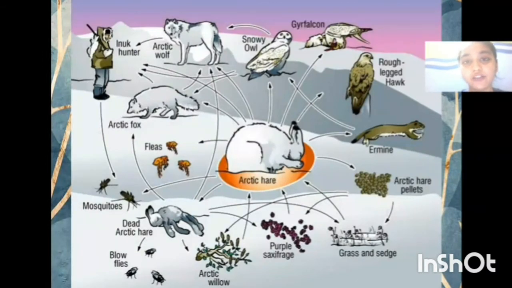Here, we can see the food web. So, the Arctic willow and the purple saxifrage and the grass and sedges, Arctic hair pellets. All these things are eaten by the primary consumers, which are Arctic hare, and then the Arctic hare, which is a primary consumer, which is a herbivore, is eaten by snowy owl or ermine or the fox or the wolf, which are omnivorous or carnivorous.